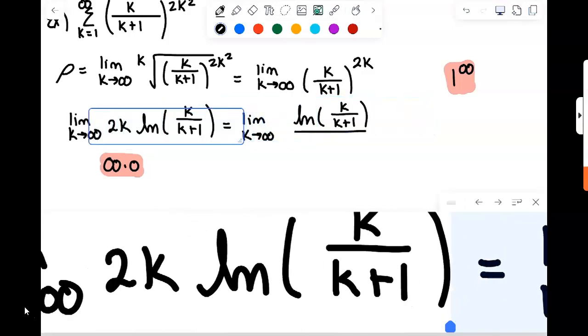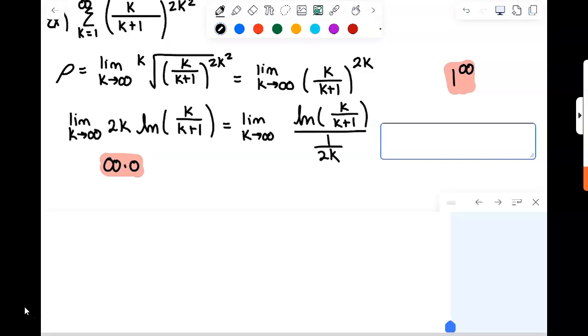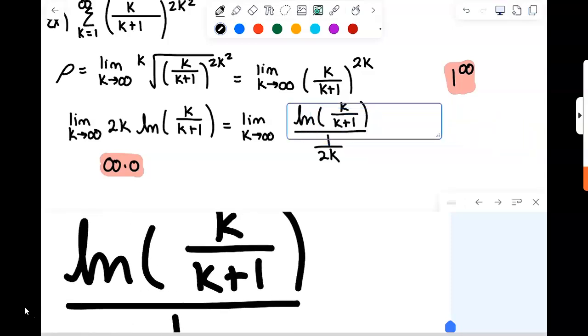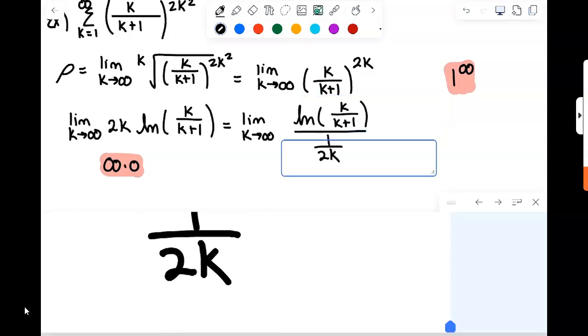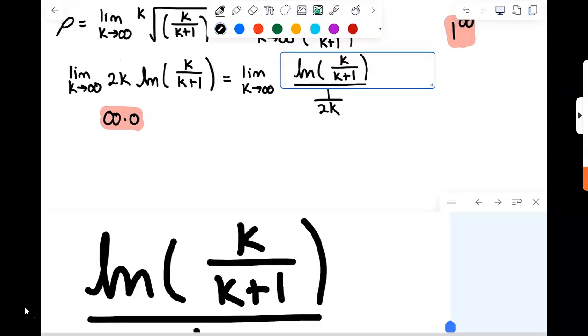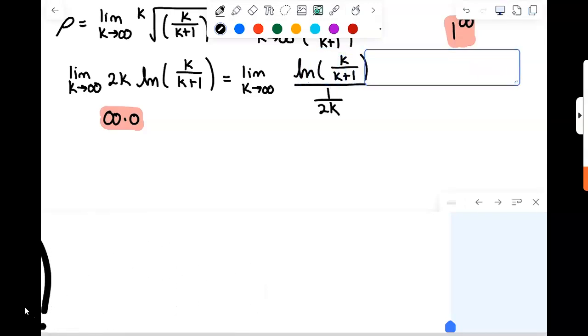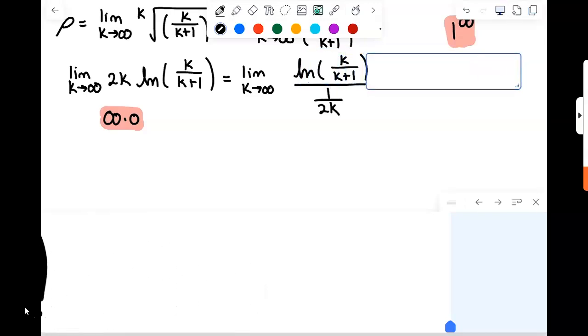Ln of k plus 1 over the reciprocal of the other. So that would be 1 over 2k. And so finally now we have transformed this into, in this case, a 0 over 0 limit. So we can now apply L'Hopital's rule and take the derivative. Now, we could take the derivative of ln of k over k plus 1 as it is right now. That would be 1 over that stuff times the derivative of that stuff, which would require the quotient rule.